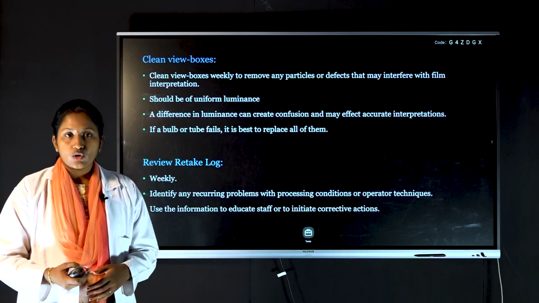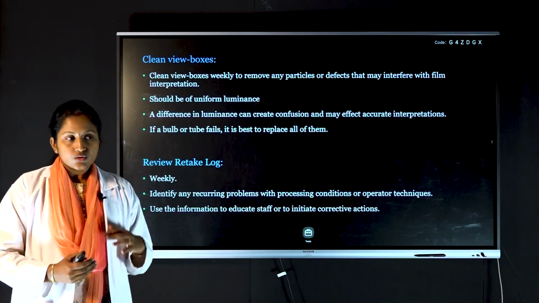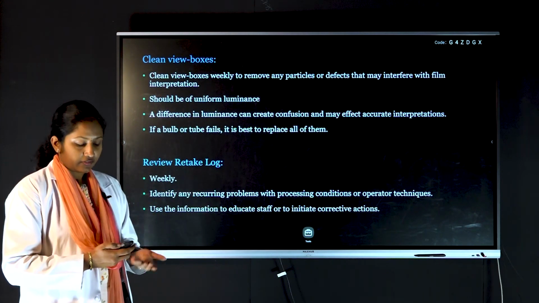Next, review the retake log. As said in the daily tasks, we are entering the repeated radiographs, right? Those should be reviewed every week.